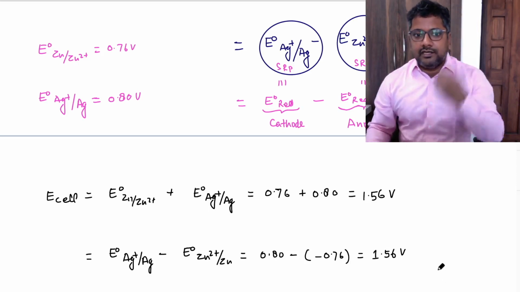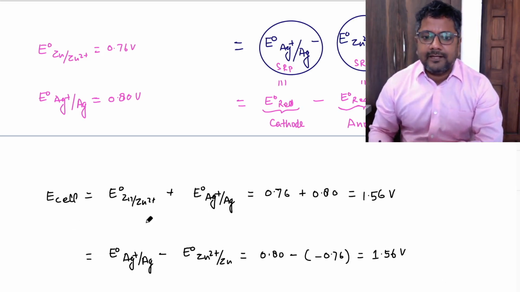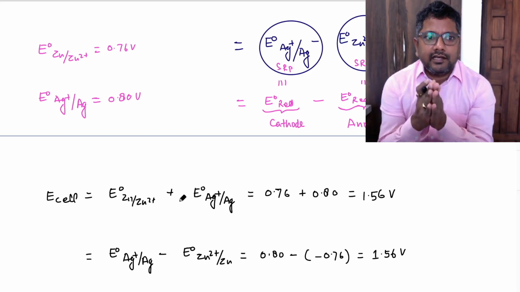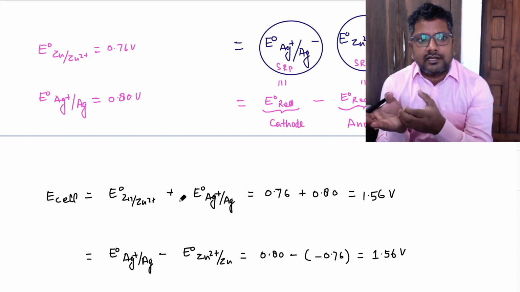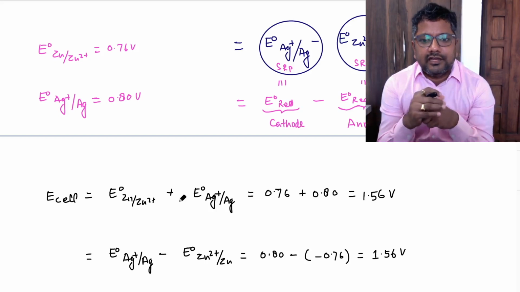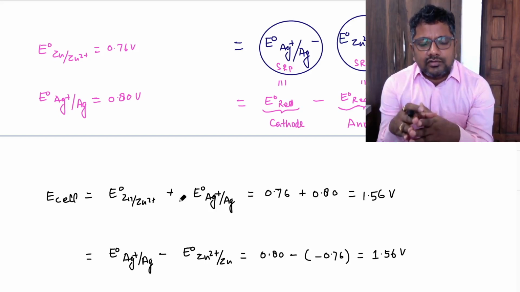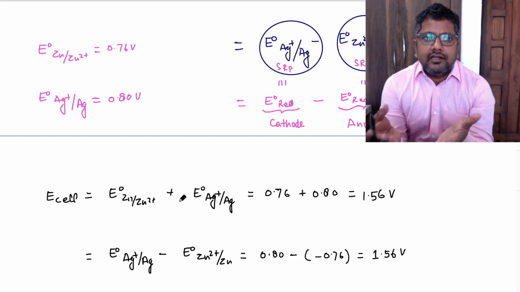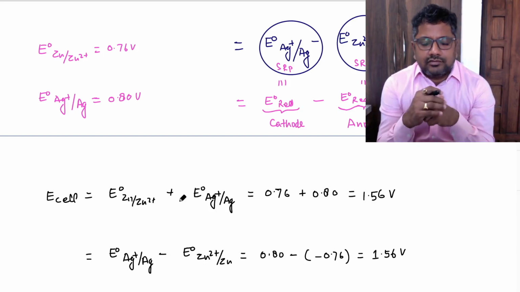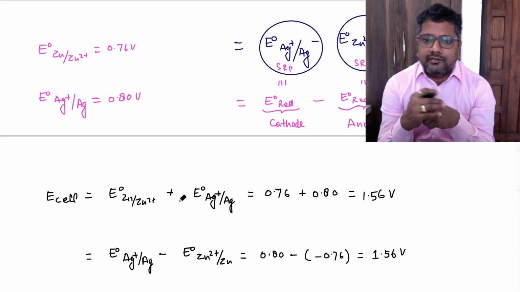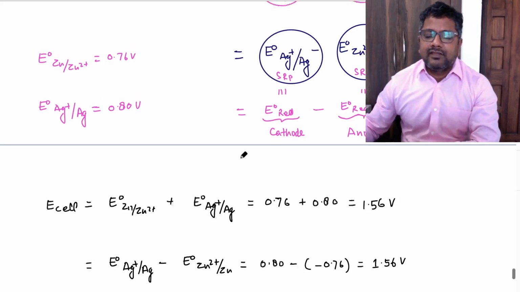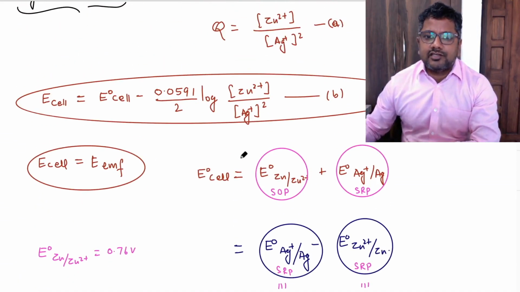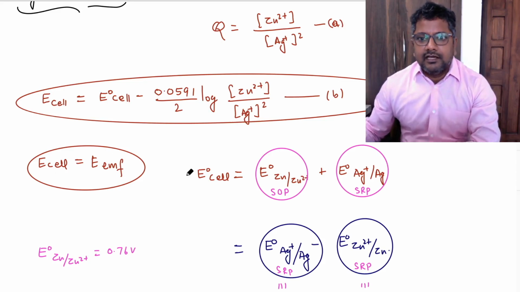So whether you calculate E naught cell by taking oxidation at anode and reduction at cathode with the respective E naught values, or reduction on both and subtracting anode from cathode, in both ways you will get the same answer, right? Now see this equation, the Nernst equation for the complete cell. Using this equation you can evaluate the EMF of the cell, because E naught cell is also called the EMF of the cell, right?